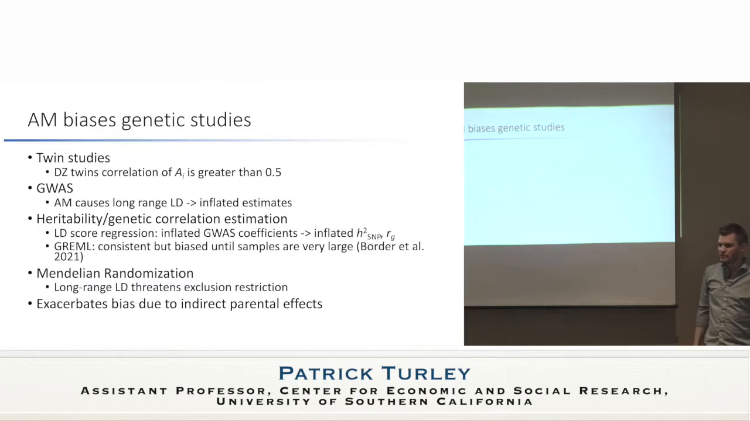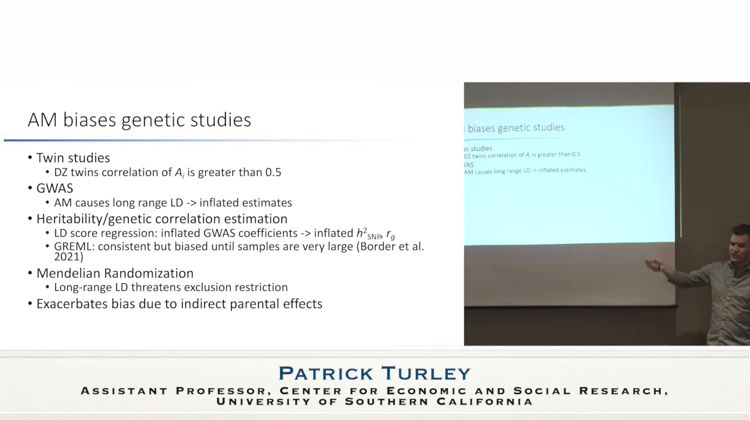Okay, so assortative mating biases everything. All of our genetic studies that we've been talking about. For example, if you're doing a twin study and there's assortative mating, then you would see that DZ twins would have a correlation that's greater than 50%. In twin studies, at least the simple ones, we assume that the correlation of the additive genetic factor in twins is 0.5. And so if we don't account for assortative mating in our twin studies, we're going to get biased answers. David had a slide about how you might incorporate assortative mating into those studies to correct for that. But if you don't take this into account, you'll get biased estimates in your twin studies.